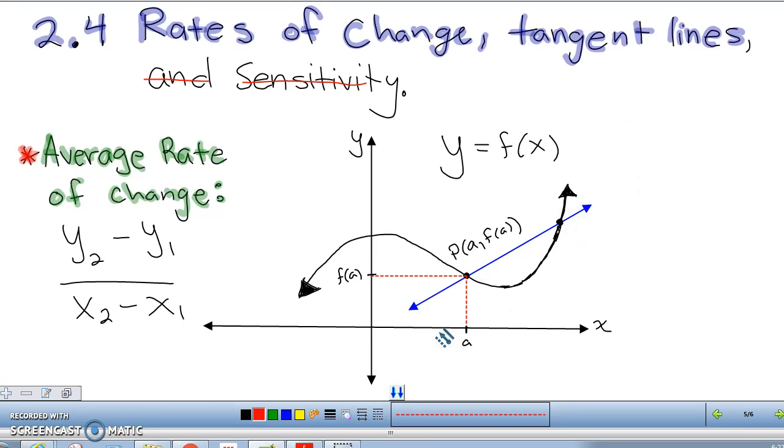In this secant line that cuts through the function y equals f of x, we have a point. I'm going to call this x value a, therefore the y value is f of a. So we have point P at a comma f of a.